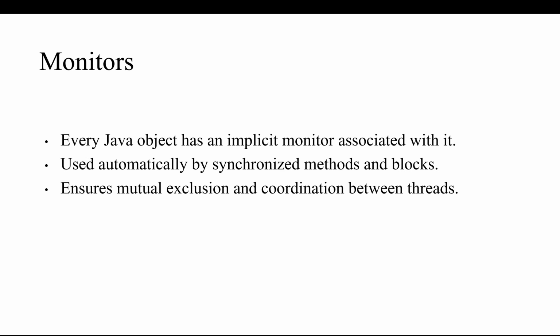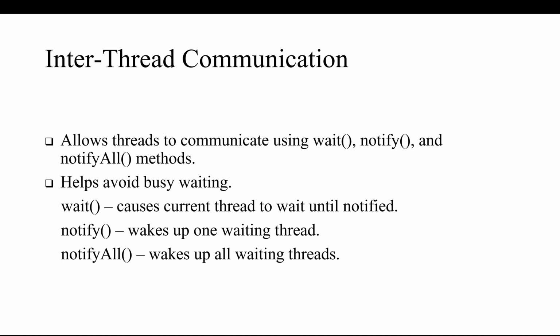Every Java object has an implicit monitor associated with it. This monitor is used automatically by synchronized methods and synchronized blocks. Monitors ensure mutual exclusion and proper coordination between threads without requiring explicit handling by the programmer.